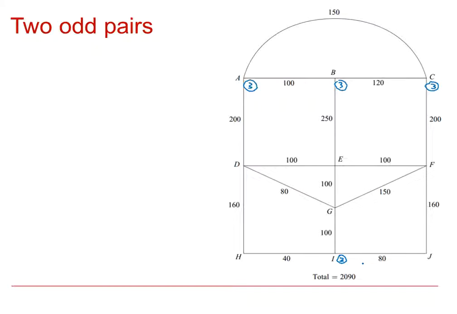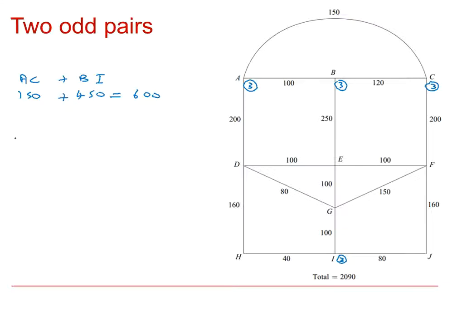So to make this problem traversable, we need to make the odd nodes into even nodes. So we need to look at all the ways of pairing them up. So we could connect A to C and then connect B to I. The most efficient way of connecting A to C is to repeat the top edge, so that's an extra 150. And the most efficient way of connecting B to I is straight down the middle, B to E, E to G, and G to I, would be an extra 450. So the total extra there would be 600.